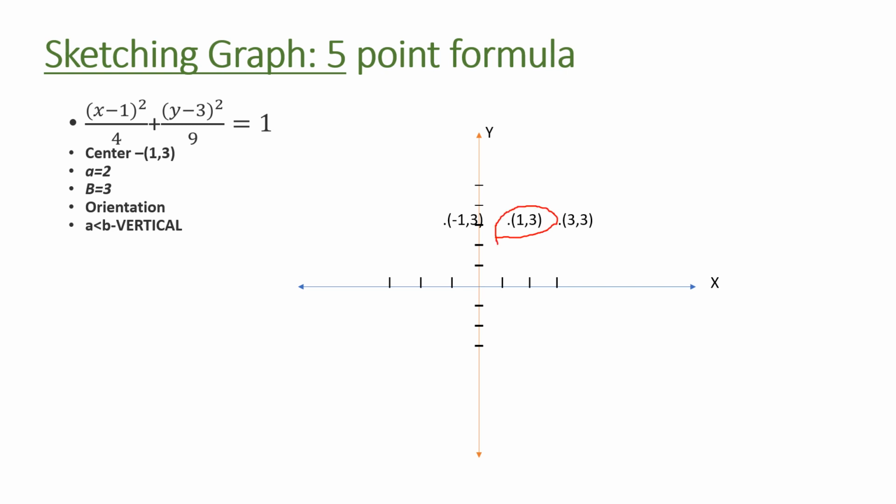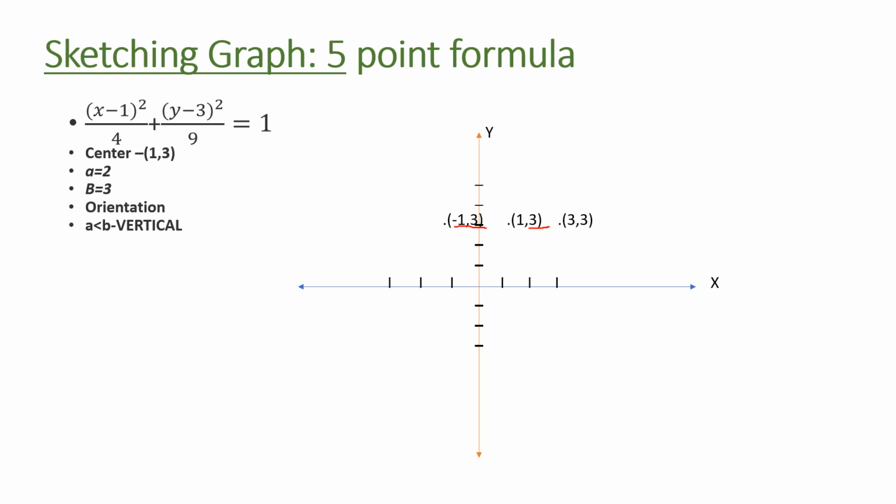Next, what you have to do is you will find out the values of a and b. Here the value of a is 2 and the value of b is 3. So a is 2, that means from center you are going to move 2 steps left and 2 steps right, because this is the denominator of x square. So you will get minus 1 comma 3 and 3 comma 3.